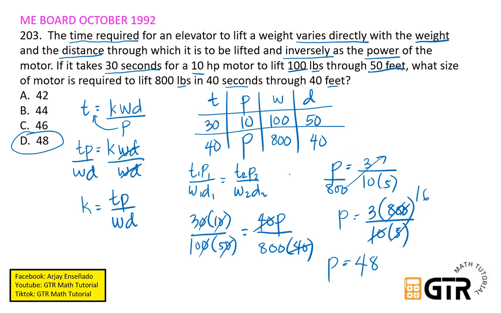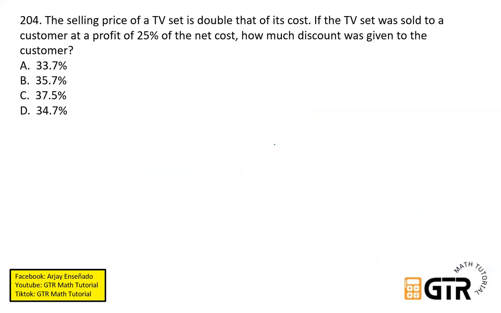So next number 204. So 204, so hindi na variation. So ito naman ay tungkol sa profit na problem. The selling price of a TV set is double that of its cost. If the TV set was sold to a customer at a profit of 25% of the net cost, how much discount was given to the customer? Okay, so ano ba ang formula natin para sa ganitong problem?